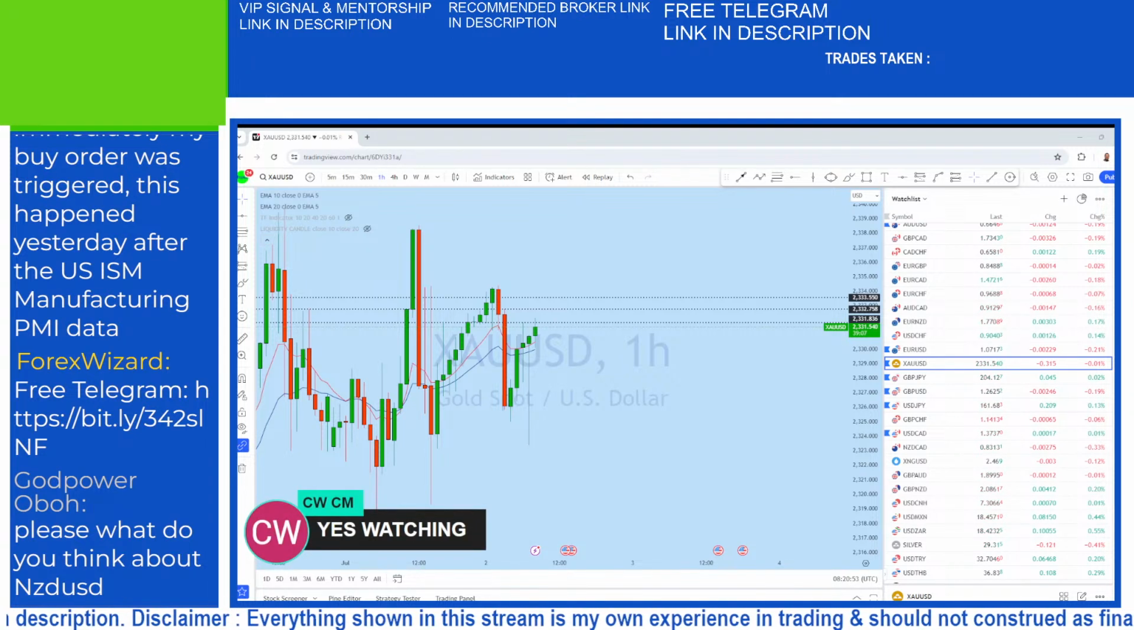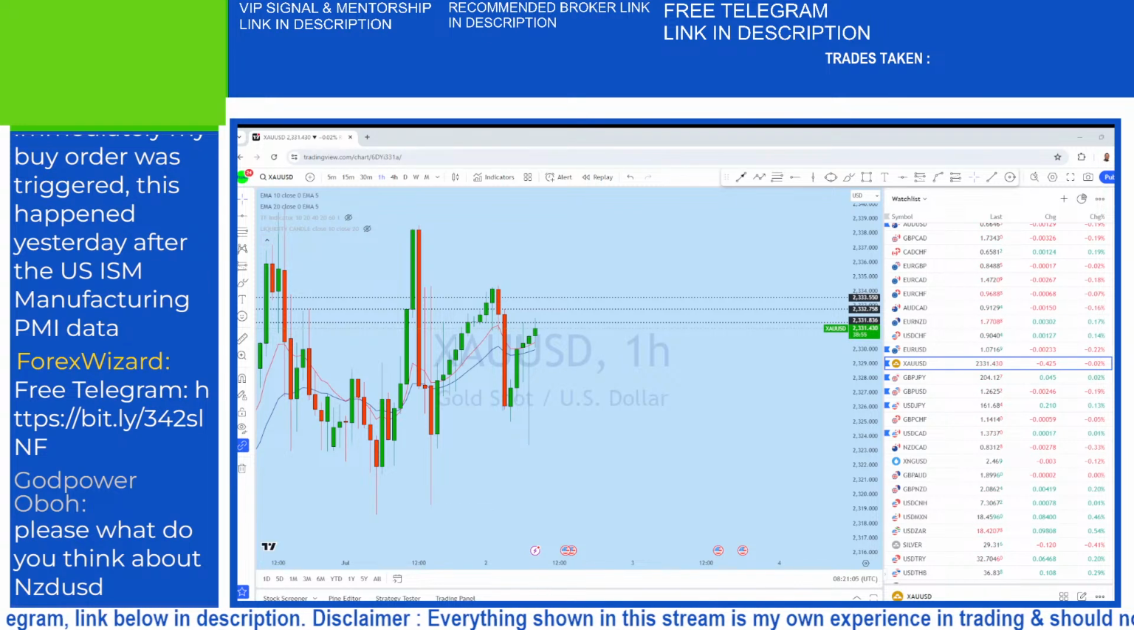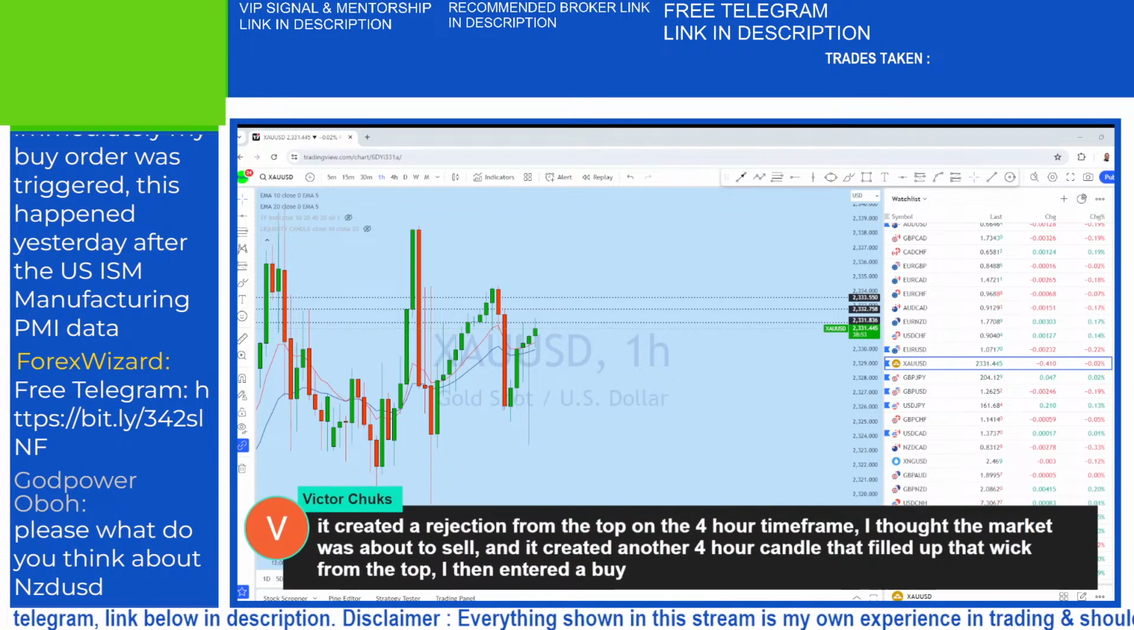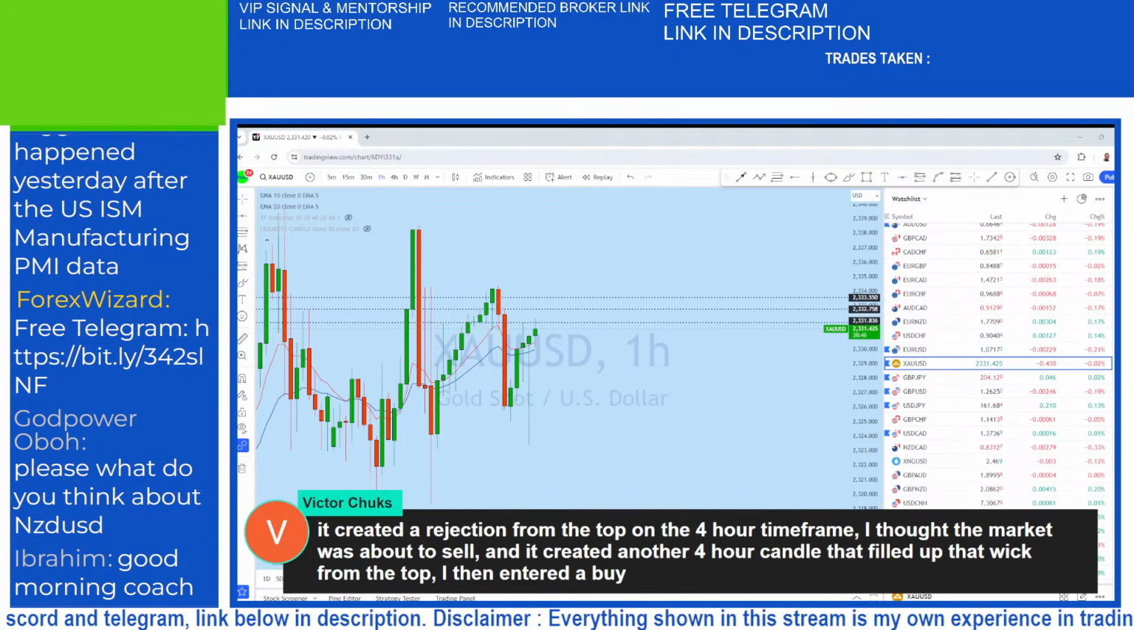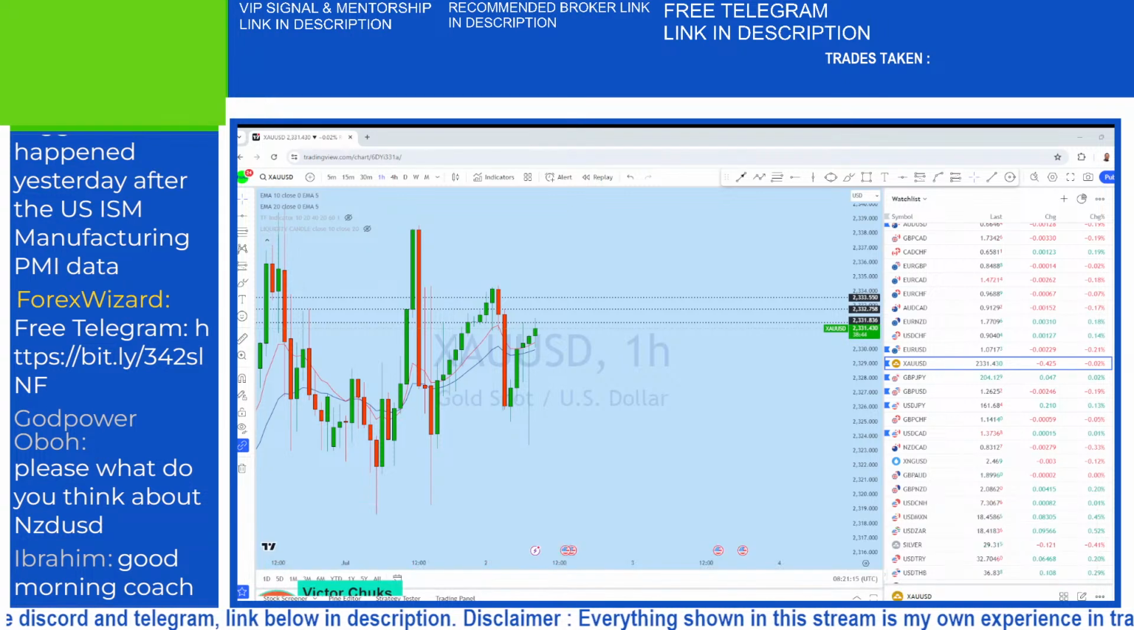It creates a rejection from the top of the 4-hour time frame. I thought the market was about to sell and create another 4-hour candle that filled up the wick from the top, then enter again. Okay, Victor, thank you for clarifying that. Only for the market to start dropping immediately. My buy on Aura, thank you.